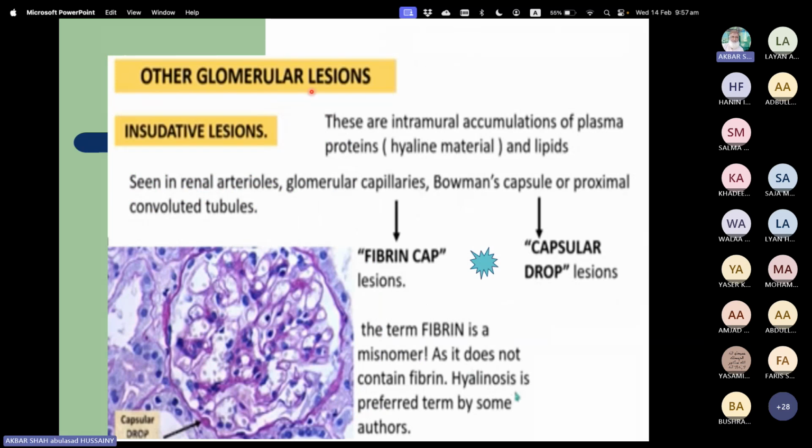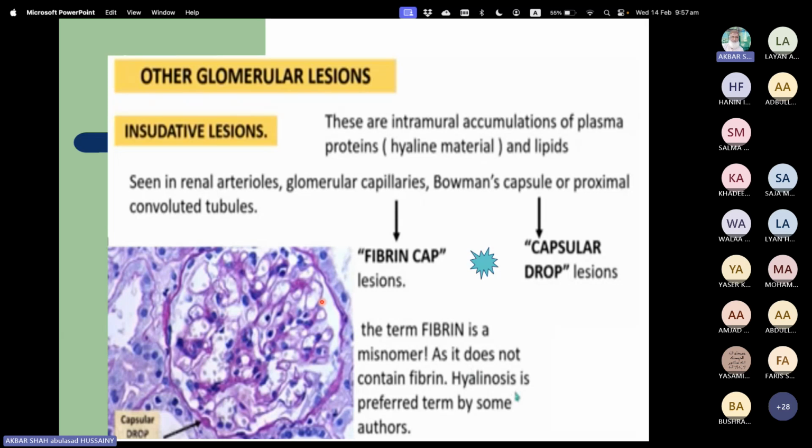Other lesions are again fancy names. You can see a thickening, like a drop falling from the capsule. They call it a capsular drop. And some of the capillaries have a cap on them. They call it a fibrin cap. So there are different structures, which is not so important for the undergraduates.